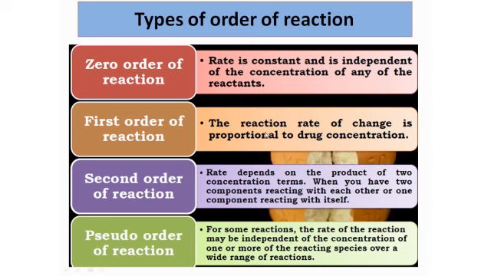For first order reaction, the rate of change is proportional to the drug concentration, that is either A or B, right? For second order reaction, the rate depends on the product of two concentration terms. It will depend on both the concentration of A and the concentration of B. And in the pseudo first order reaction, as I already told you, it is a mixed type of reaction. Sometimes it will show zero order and later first order, or initially first order and later zero order. Clear?